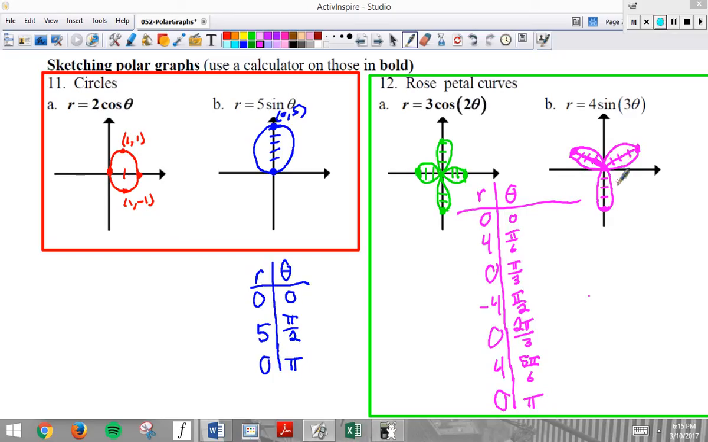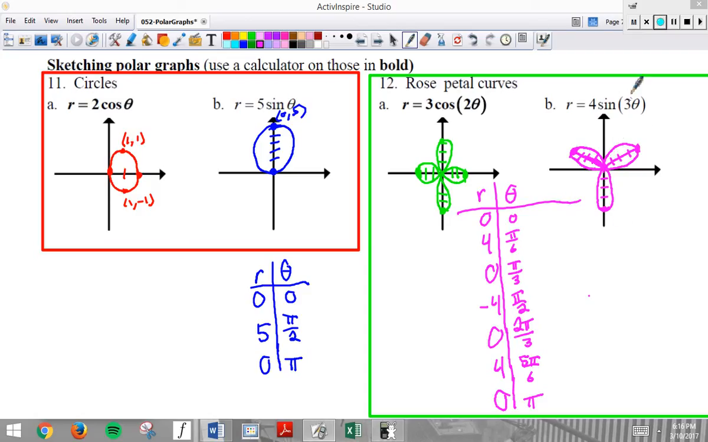Now, you could argue that you should check what would be next? 7 pi over 6. 7 pi over 6 is 7 pi over 2. 1, 2, 3, 4, 5, 6, 7. Negative 1, we're back to negative 4. Guess what? 7 pi over 6 down here would be negative 4. It's somewhere over here. No, I'm sorry, 7 pi over 6. It's right back here. Now you're just going to retrace the whole curve again. We're back at the pole.